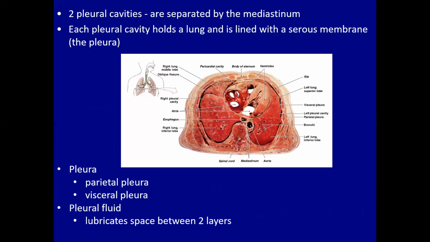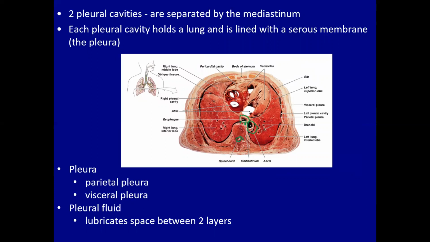Right, your lungs are located in two pleural cavities. They're separated by the mediastinum, right? So here's the mediastinum right here. Also, here's your aorta, right? There's your tiny little spinal cord for size reference. Here's your esophagus right here, all right?